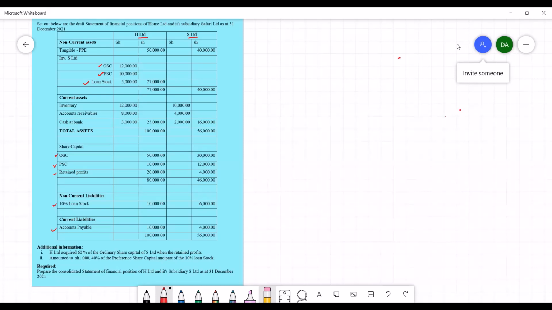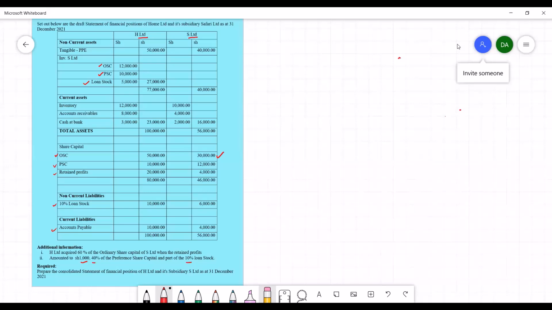Right, we are told that H Limited acquired 60% of ordinary share capital of S Limited when the retained profits amounted to 1,000 shillings, and 40% of preference share capital and part of 10% loan stock. So what we can understand there is H Limited acquired 60% of ordinary share capital of S Limited. You can see here, ordinary share capital of S Limited is this. H has acquired 60% of them.